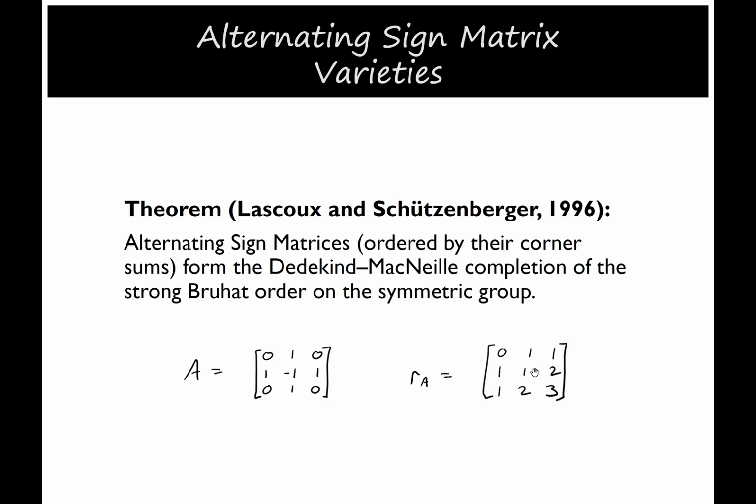So here, to get this corner sum, I'm literally just taking the sum of these entries, and I do that for every different entry to get this. When I have rank matrices of permutations, permutation matrices are so simple that I really am just taking corner sums to compute those ranks.